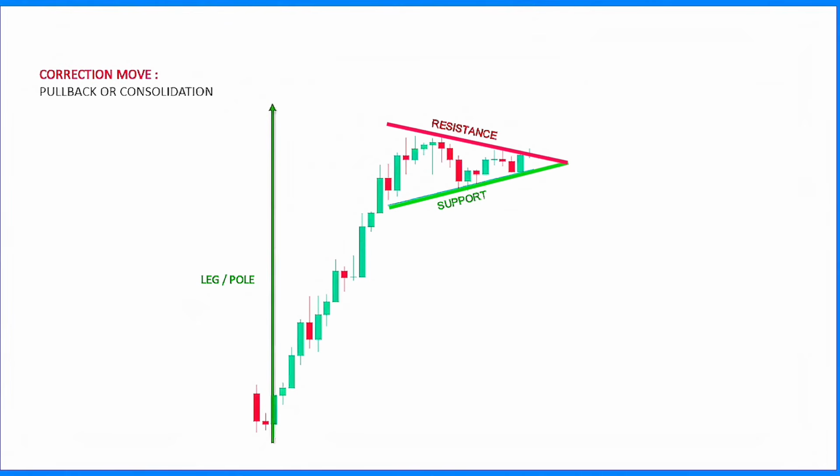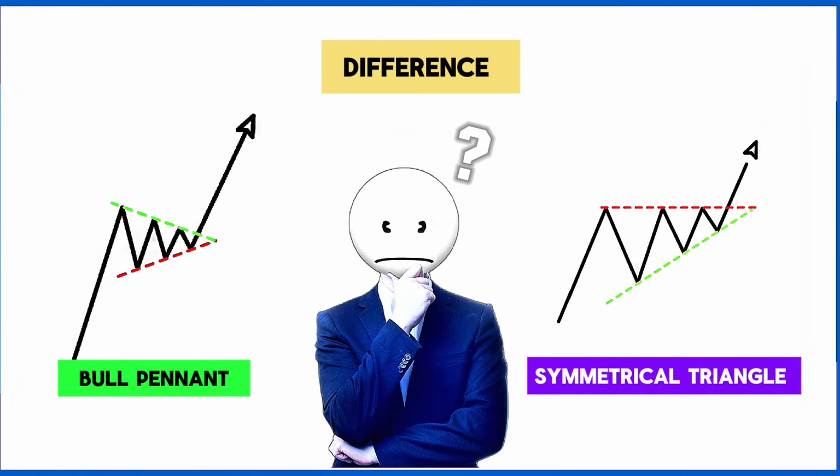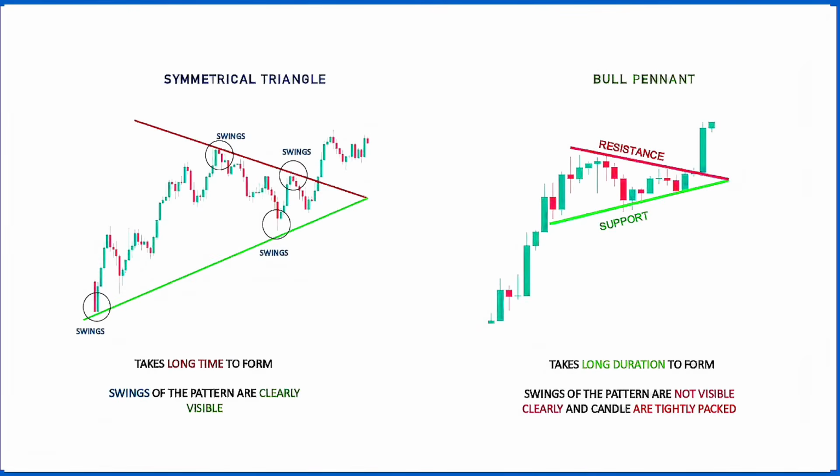Now, you might be wondering, what's the real difference between a bull pennant and a symmetrical triangle? They both look almost the same, right? The answer lies in the time and structure of formation. A symmetrical triangle usually develops more gradually and shows clear swings between support and resistance. But a bull pennant is quick, compact, and more volatile. Its candlesticks are tightly packed, making individual swings harder to spot. That tight structure is what often leads to explosive breakouts when the pattern completes.